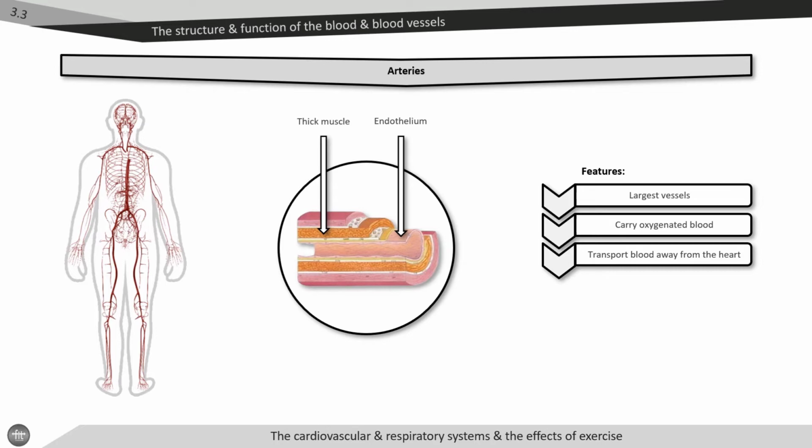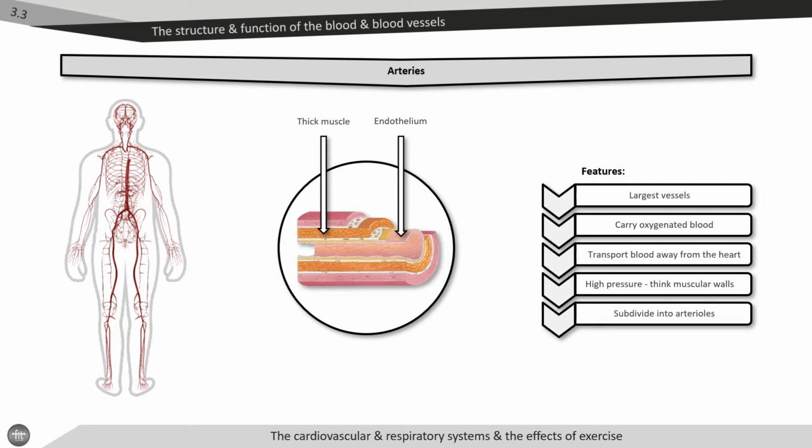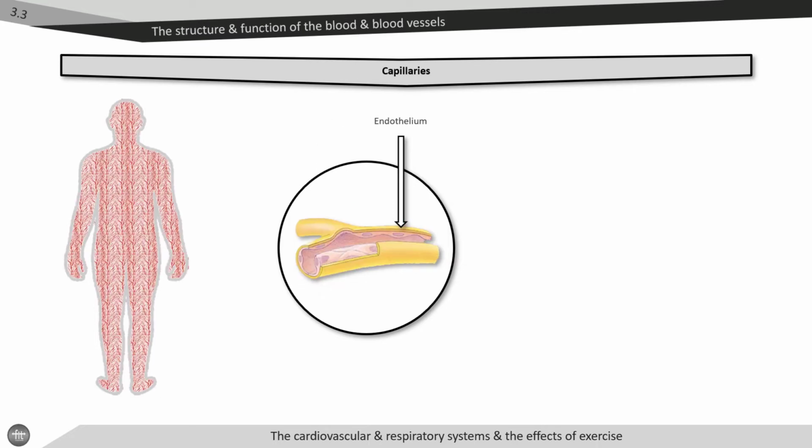The thick muscular walls of the arteries contain this pressure and can contract and relax to assist in the blood flow. As arteries travel further away from the heart, they continually get smaller until they ultimately subdivide into arterioles. These arterioles further reduce in size until they ultimately become capillaries.